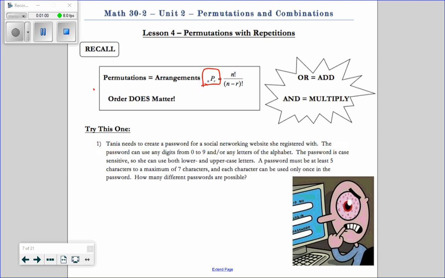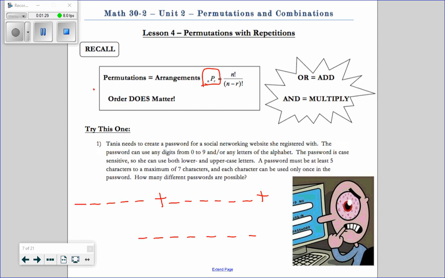So the next step is how many blanks do you need to draw out? How long does your passcode have to be? 5 to 7. So that means it's going to be 1, 2, 3, 4, 5, or 1, 2, 3, 4, 5, 6, or 1, 2, 3, 4, 5, 6, 7. Right? 5 to 7 characters.